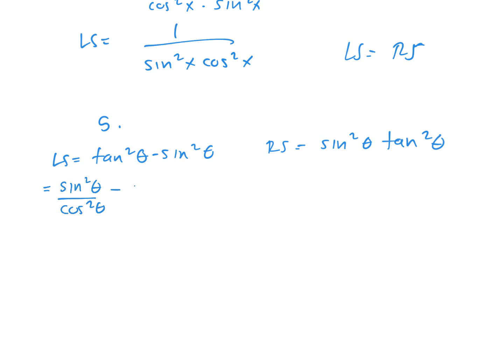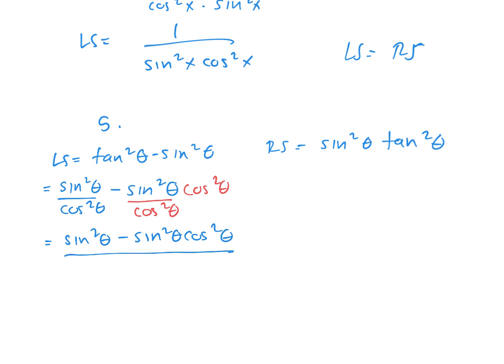So on the left side, we could change tan to sine squared theta over cos squared theta. So we want to change it to something that has sine and cosine in it. What can we do to simplify? Well, we could find a common denominator and add these terms together. So the common denominator is cos squared theta. So that will leave us with sine squared theta minus sine squared theta cos squared theta in the numerator over cos squared theta, which is the common denominator.